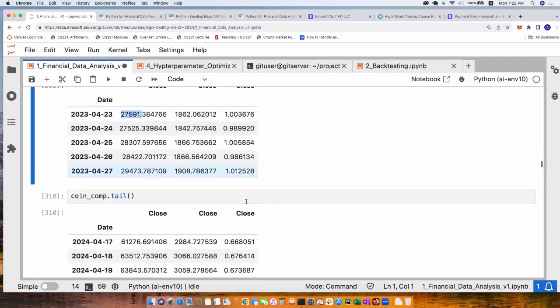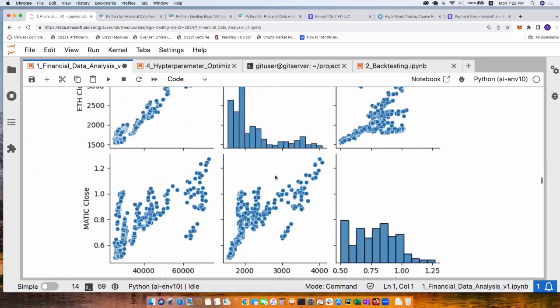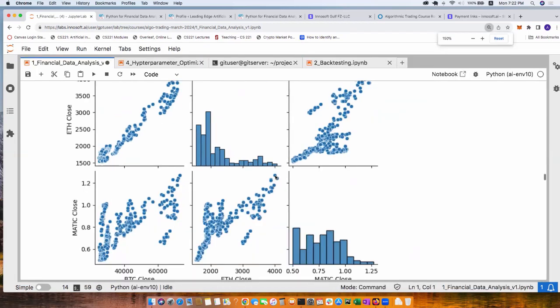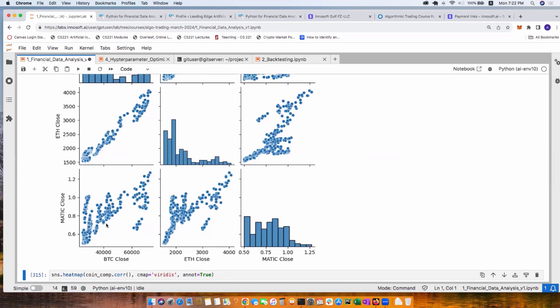It's kind of hard to compare these assets by just looking at the prices. One way that we can do this is with a visualization. Maybe we can zoom in a little bit. With this visualization, you can plot the close price of each asset against the other. Between Ethereum and Bitcoin, you can clearly see a correlation, which means that when the price of Bitcoin goes up, the price of Ethereum also goes up. This is on a 1 day time frame.